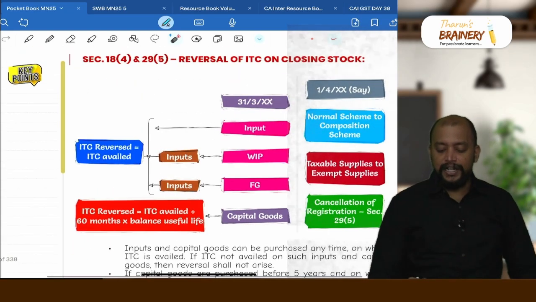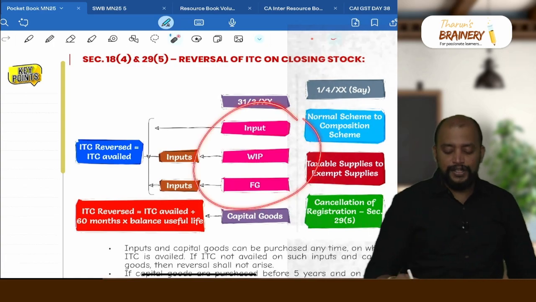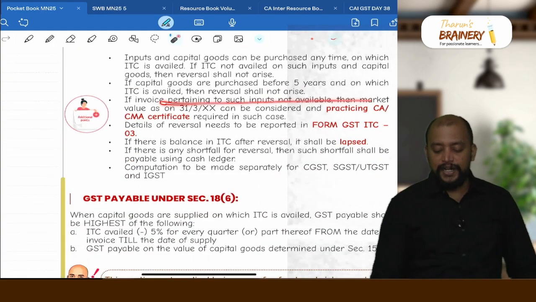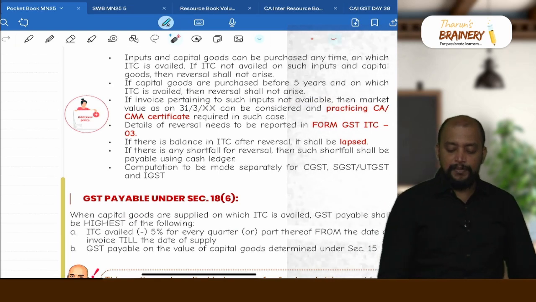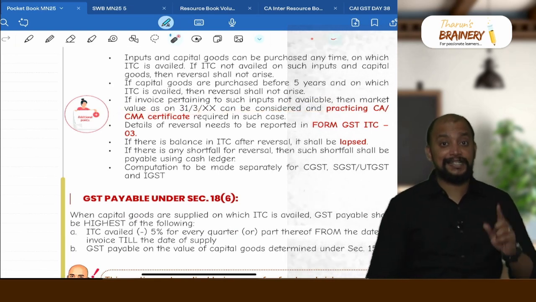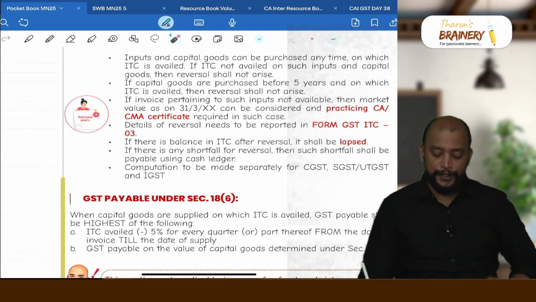Suppose the invoice pertaining to this closing stock date is not available on these inputs, etc., then we need to take the market value. If the invoice pertaining to such inputs is not available, then the market value will be considered, and we need to get a certificate from a practicing CA or CMA certifying this is the correct market value.